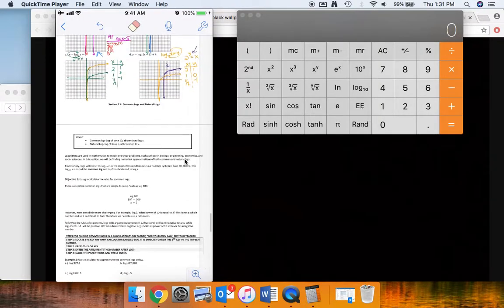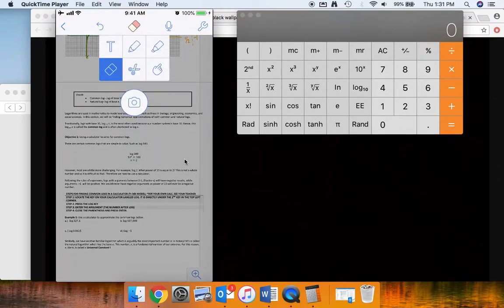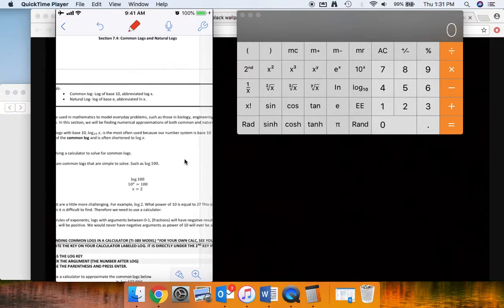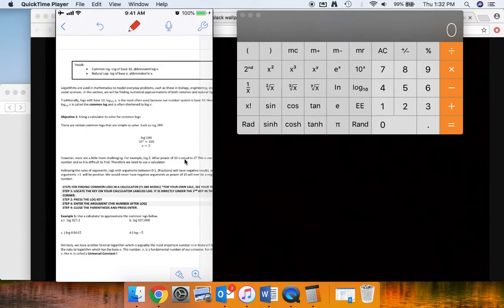Welcome to the last section of the Unit 10 notes. It's common logs and natural logs. I do apologize, it says section 7.4. We are not in 7.4, we're in 10.4. I adapted these notes and I forgot to change that one. It is current on yours. So we are in the common logs and natural logs section.